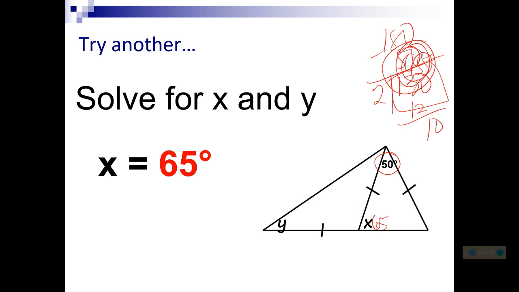Okay? And then, since we have here 65, therefore, we can find this angle. What do you think is the measure of this angle? That's correct. We have here 115. Again, they formed a linear pair. So, 180 should be the sum.